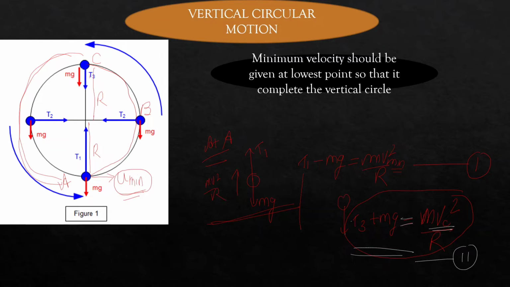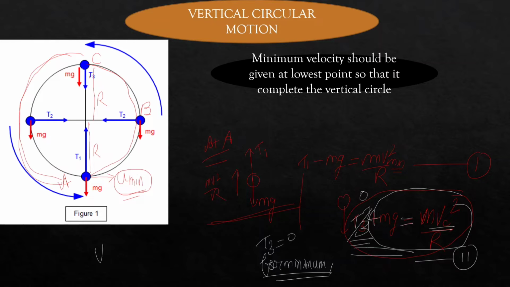If you see the equation, you will know how to minimize. If we make tension 0, then automatically it will become a minimum, because we are going to add something, and if the added value is 0, then we have added null, and it means it is the minimum condition. So for minimum velocity, we have made T3 0, according to maths. So what minimum velocity did we get at C? It should be root gr.